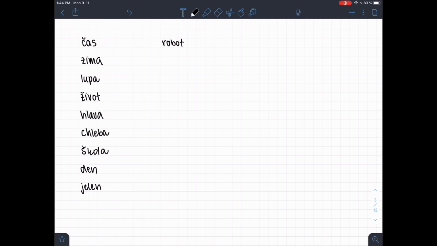Robot. Váha. Film. Tuna. Řepa. Fixa. Guma. Maso. Moře.